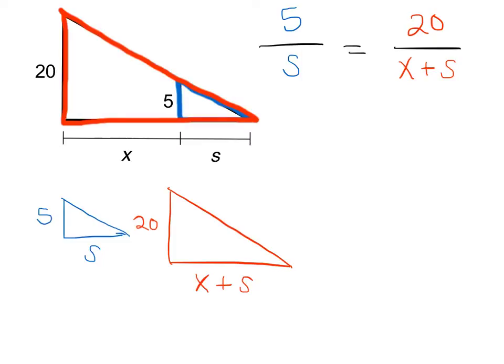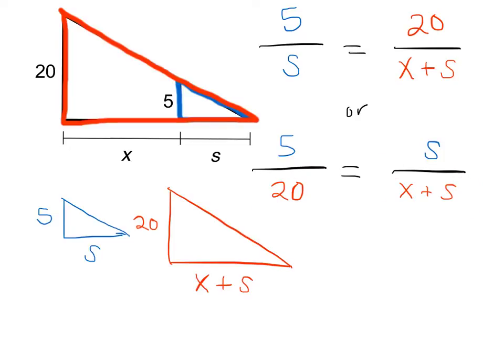Now what's cool is some people actually prefer to set this up differently. And instead of relating one side of a triangle to another side of the triangle, instead some people will say this: 5 is to 20 as S is to X plus S. So if you notice, it is a slightly different way of approaching it, but the beautiful thing about proportions is that either way you set it up, I kept the blue stuff over here on the left, the red stuff over here on the right. In this other situation, I put the blue stuff on top, the red stuff on bottom.